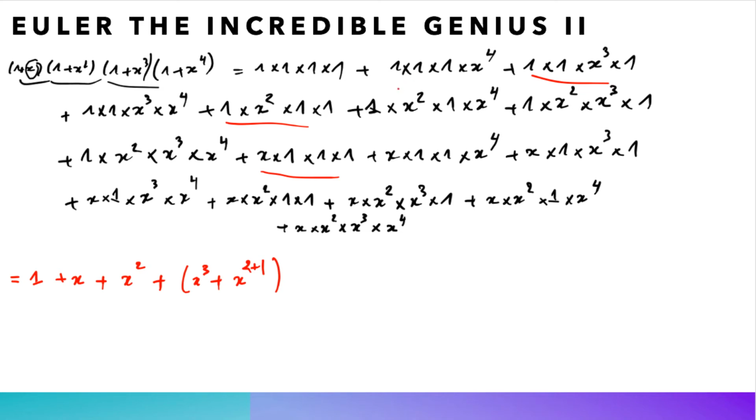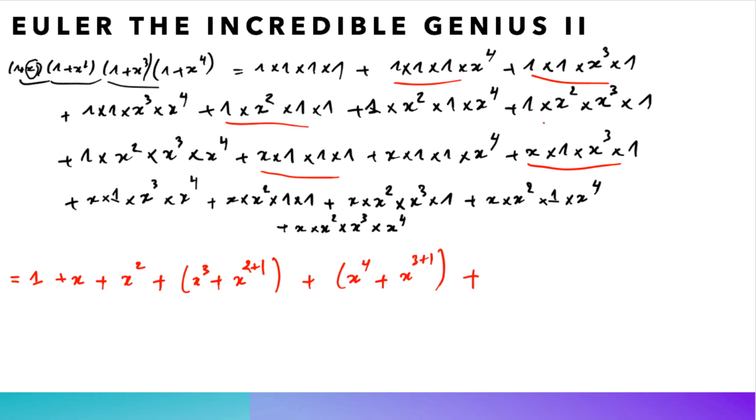So here we have one term in x to the 4th, so plus x to the 4th, plus x to the 1 times x to the 3, so x to the 3 plus 1, and that's all. Remember that d of 4 is equal to 2, so we cannot get any further.